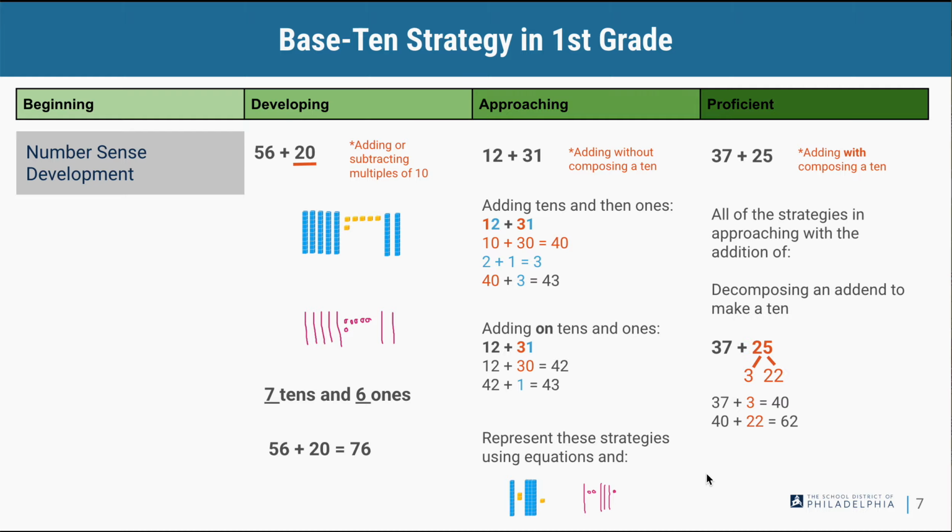In this category, they will use all of the same strategies that they used in approaching, but with this new equation type where they're composing a 10. And then they also can use the strategy of decomposing an addend to make a 10. So in this example, 37 plus 25, they can see that 37, to get to the next multiple of 10, they would need to add 3 on. So split up 25 into 3 and 22. I take that 3 and add to 37 so I can get to 40, and then I have 22 more to get to 62. That strategy can also be represented with the Base 10 blocks or the tens and ones drawings as students make sense of it.